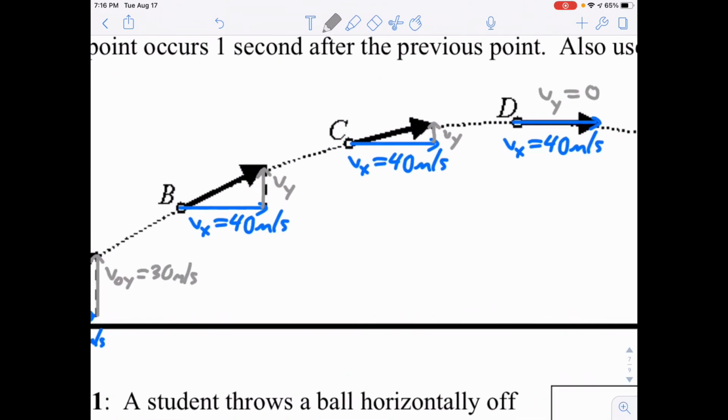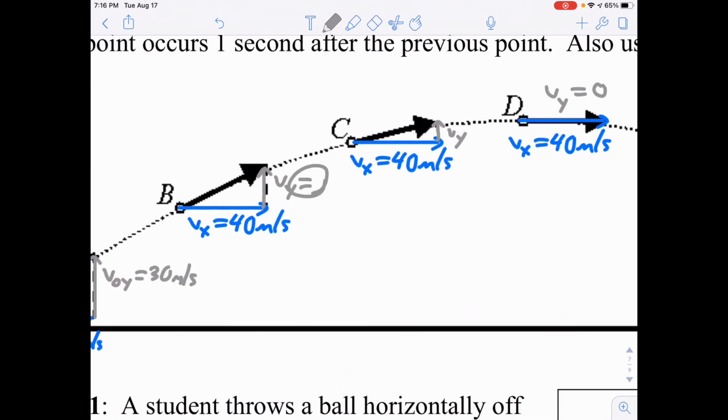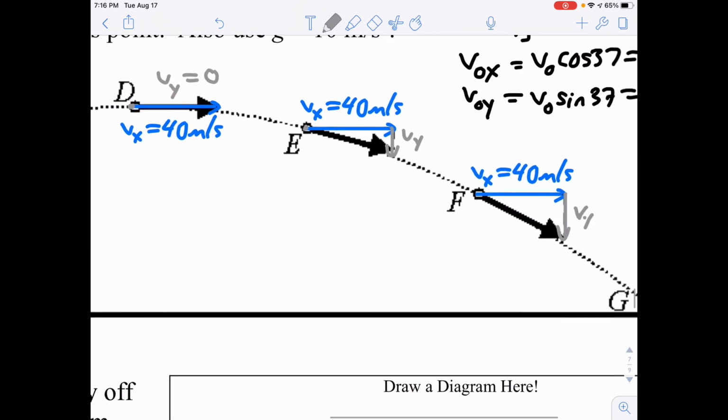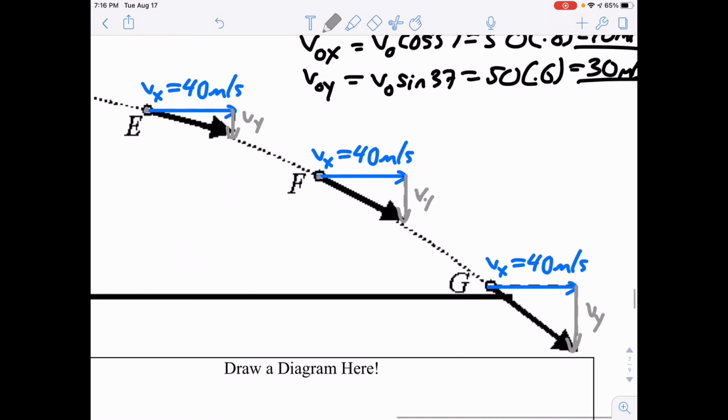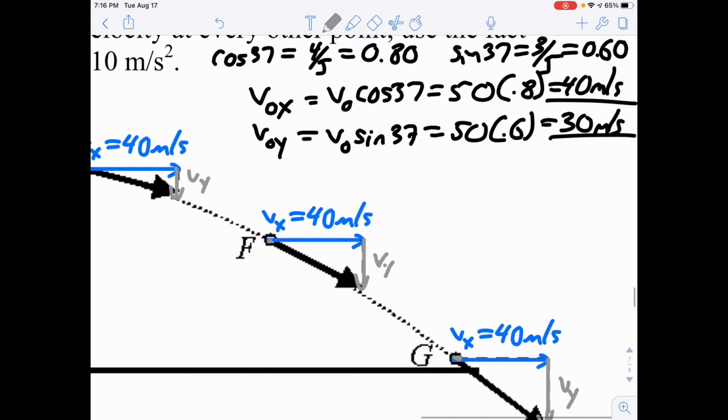Now, the actual value of Vy is going to be completely dependent on the time at which it gets to these points, right here and right here. Meaning Vy is equal to V naught y, which was 30, minus g times t.